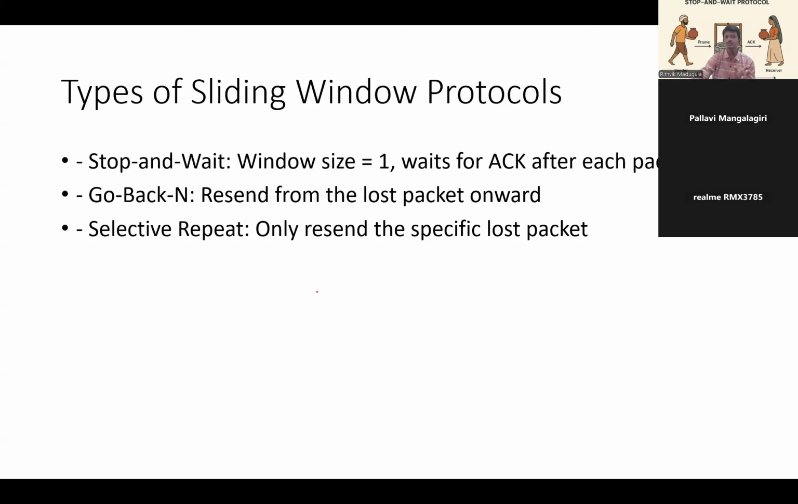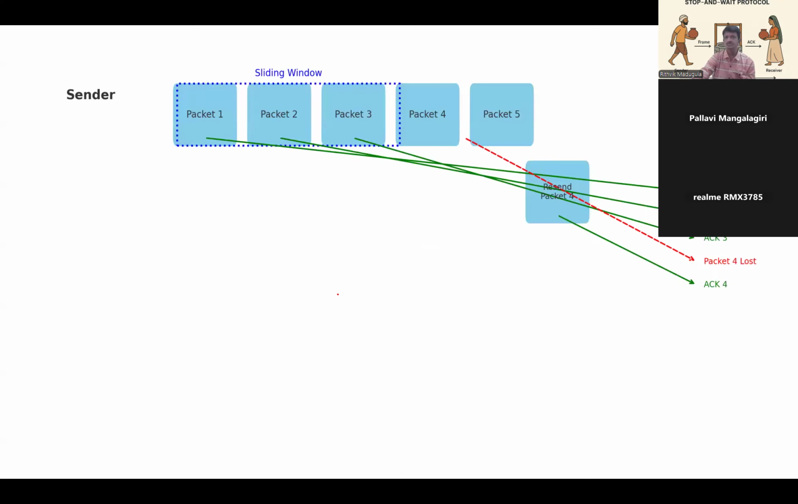Now coming to the stop and wait protocol, we have the window size. In the sliding window protocol, we take the window size as 1. Based on the acknowledgement received from the receiver, the sender will be able to send the data once again. So we'll resend the lost packet onwards. From the lost packet, whatever we have lost can be retransmitted once again in go back N. And a specific lost packet will be transmitted in the selective repeat protocol. So this is the general synergy of the sliding window protocol.